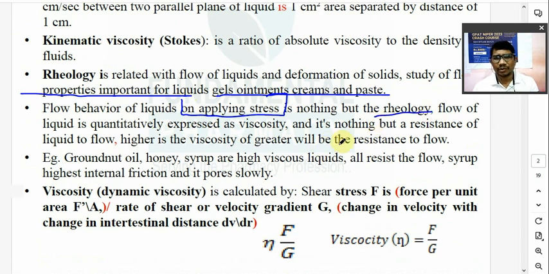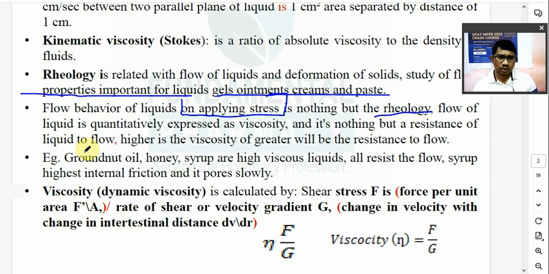So what will happen after application of stress to a liquid? Whether it will flow, whether it will take time to flow, whether it will not flow, whether there will be a decrease or an increase in the viscosity of that liquid, or an increase or decrease in the volume of that liquid. So the effect of application of force or stress on the velocity or flow of the liquid, that study is nothing but rheology.